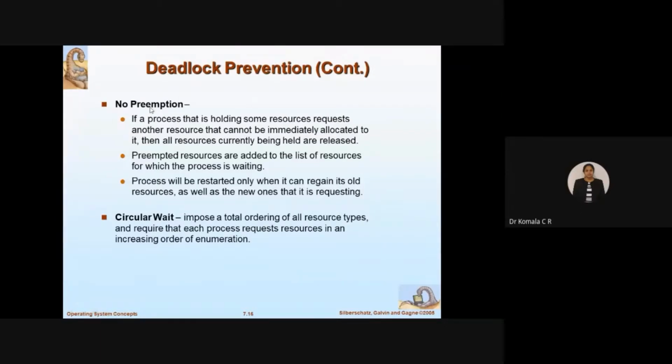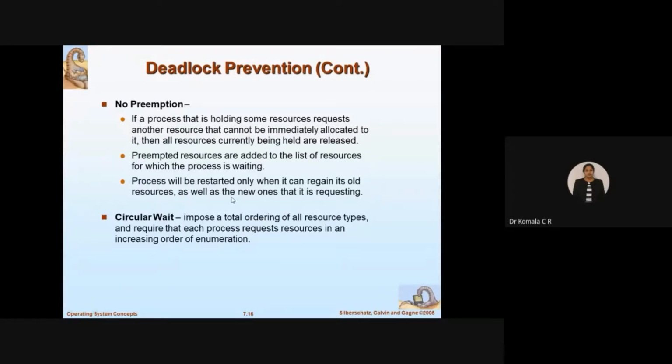How am I doing it? These are the steps. P1 was requesting R1 and it was holding R2, you assume. But since R1 was not assigned to P1, I will take R2 from P1. So indirectly I am preempting P1. This preempted resource, whatever R2 you have, you are going to put in the list of resources, so that other processes which are waiting can use it. I will not preempt such processes; I will continue with the available resource R2, fine?